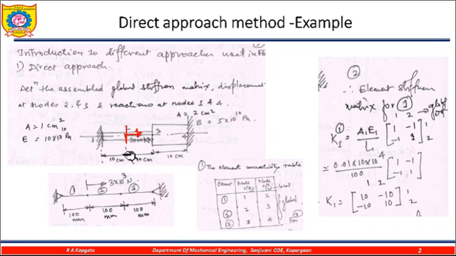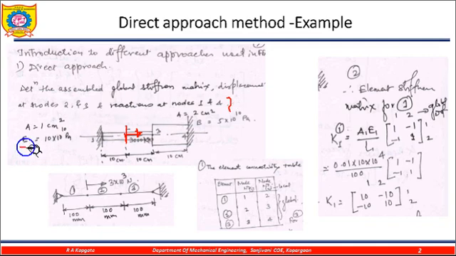Now they are asking us to find out the stresses developed as well as the reactions developed. So what is given? Determine the assembled global stiffness matrix, the displacement at nodes 2 and 3, and the reaction at nodes 1 and 4. That is the calculation we are interested in. This is a very simple problem.